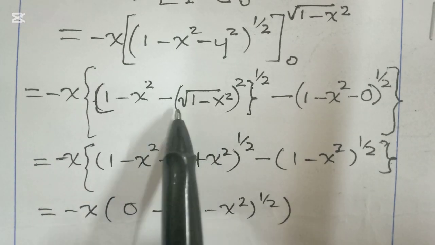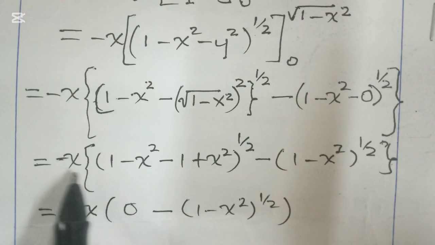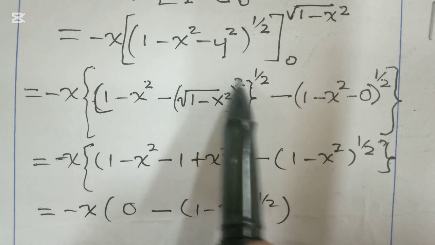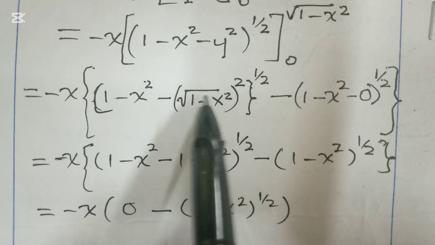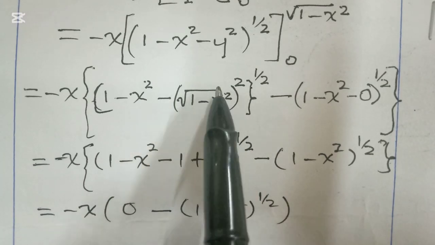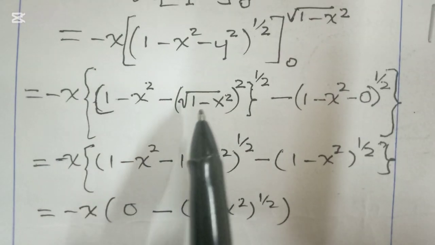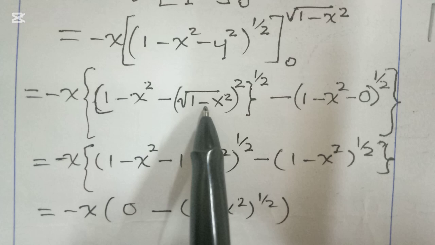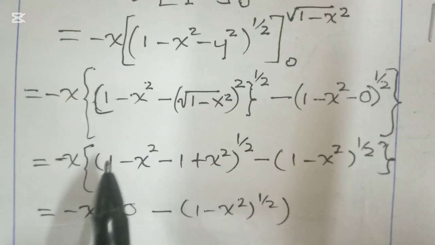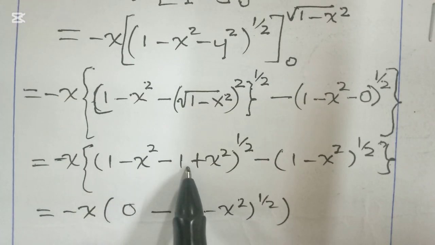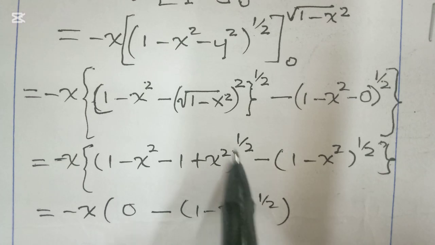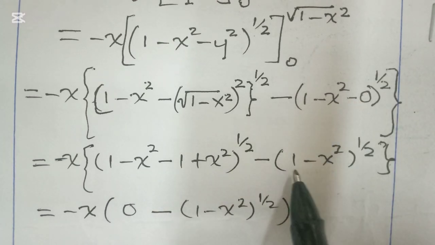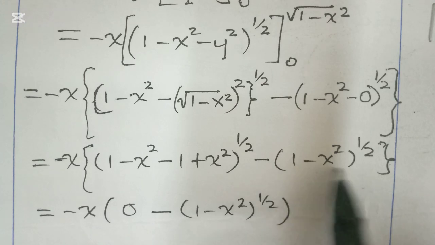So guys, from this point we come to this step whereby, because of this square root and this square, you find that the square root is finished and you are left with no square root. And because of the bracket, guys, this sign will change to become a plus. So you shall have 1 minus x squared minus 1 plus x squared, all of it raised to a half. Then here you have replaced with a 0. Then you are left with that.